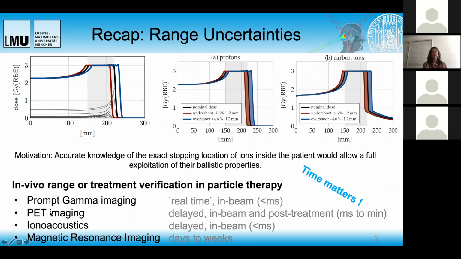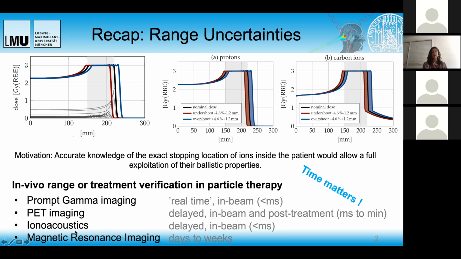The second approach is called PET imaging, positron emission tomography imaging. This is delayed depending on the half-life times, and is mainly used for post-treatment verification. But there have also been some developments in recent years to really do in-beam tracking of the particle beam.